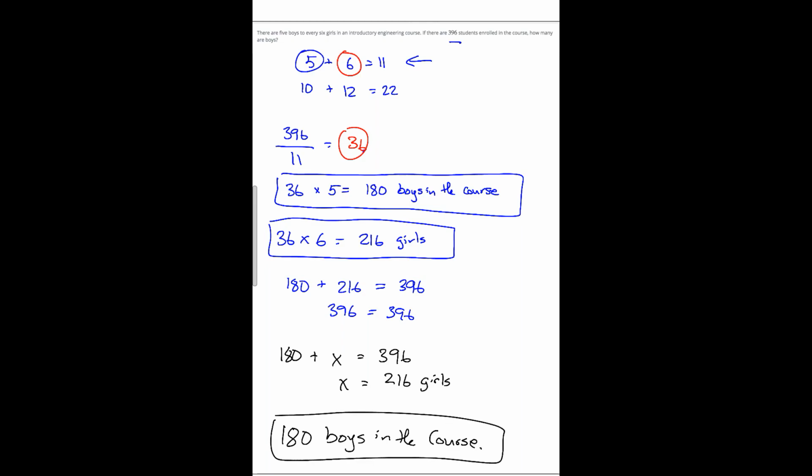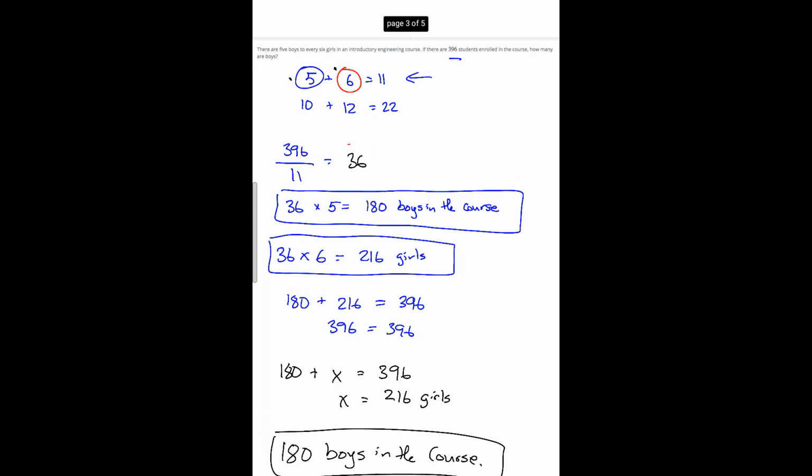Let's regroup here. At the very beginning, we had to figure out what our base case is. It said there were 5 boys to every 6 girls, so our base case is 5 plus 6, which gets us 11. We took this 11 and divided it into 396, and that gave us 36.